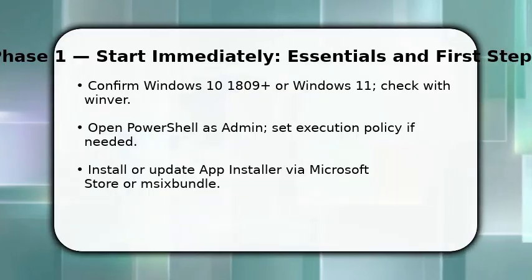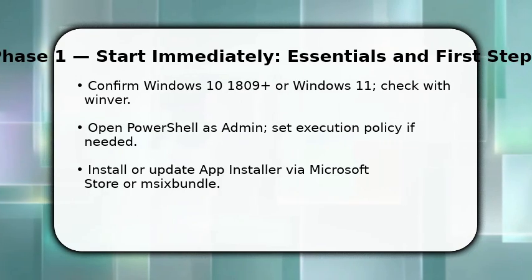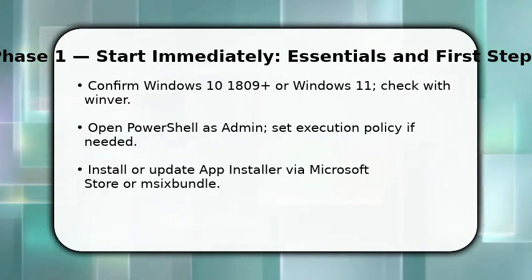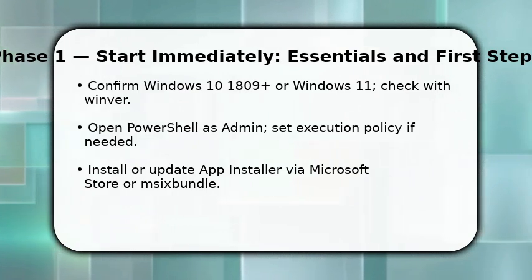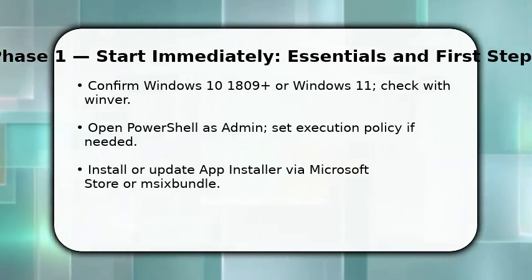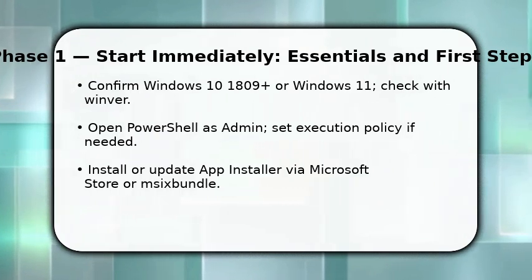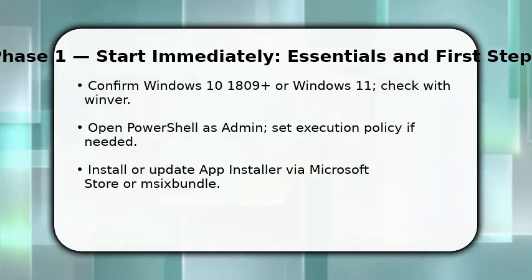You start by confirming system compatibility. Run winver to verify Windows 10 1809 or later. Then open PowerShell as an administrator. This is required to repair system components. Once done, check the App Installer package.